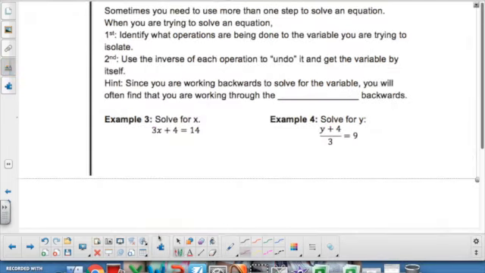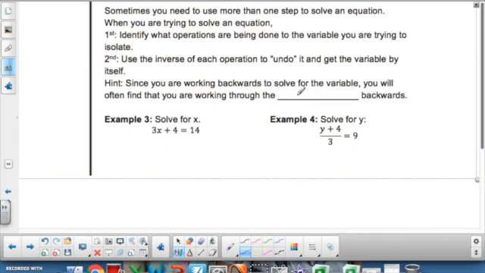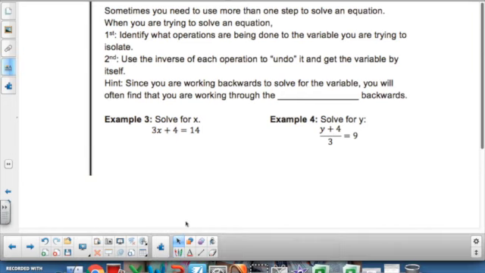Obviously, not every equation can be done in just one step. So we're going to look at some two-step equations now. When you are trying to solve a two-step equation, you're going to first identify what operations are being done, just like we did in the one-step equations, and then use the inverse of each operation to undo it. Since you're kind of working backwards to try and get this variable by itself, you will usually, not always, but usually find that you're kind of going through those order of operations in reverse.